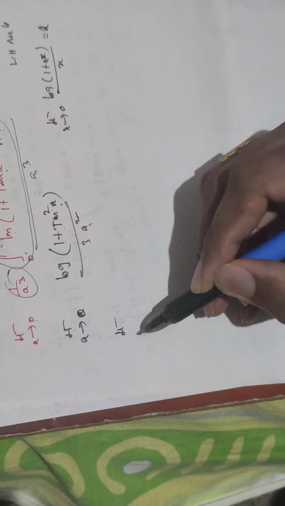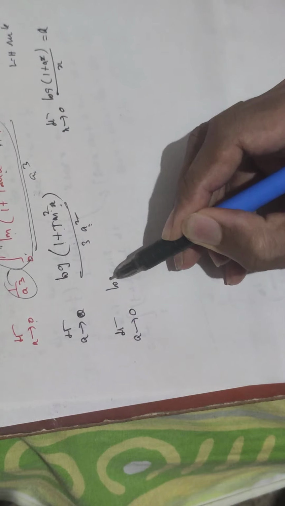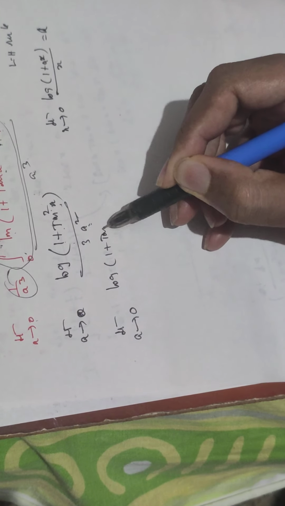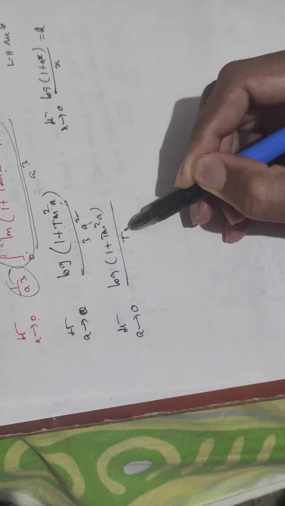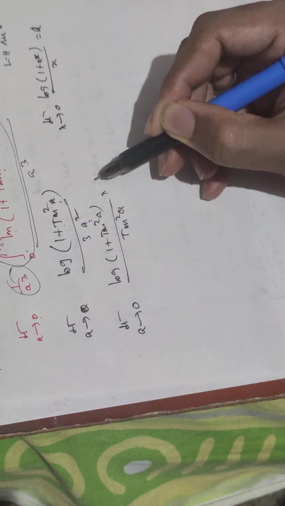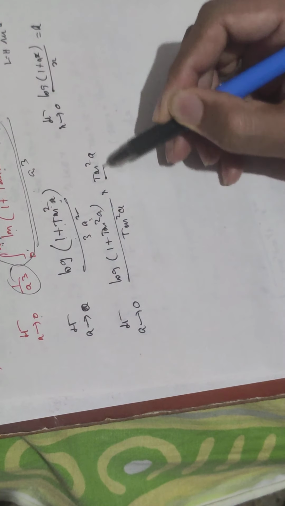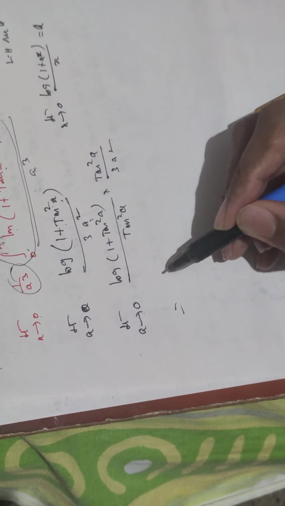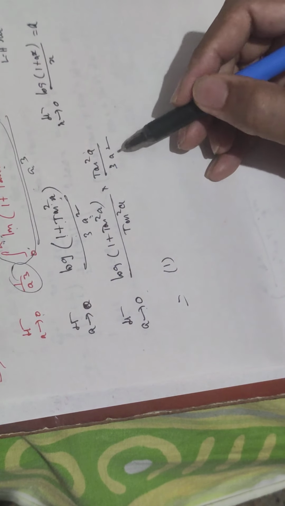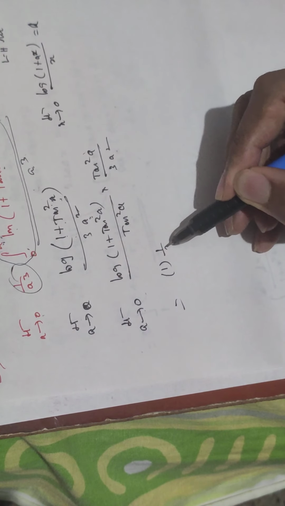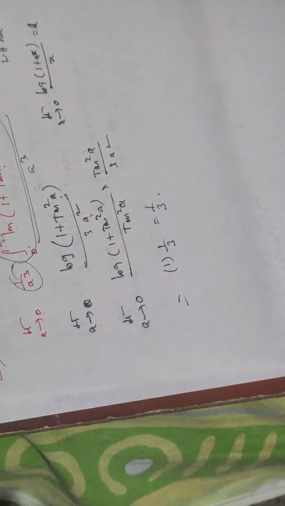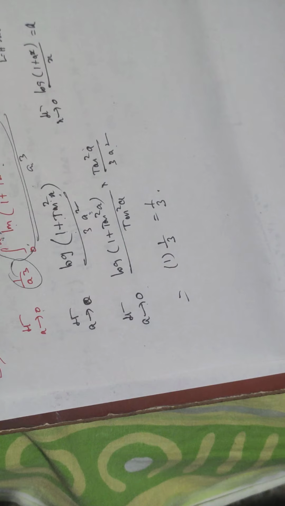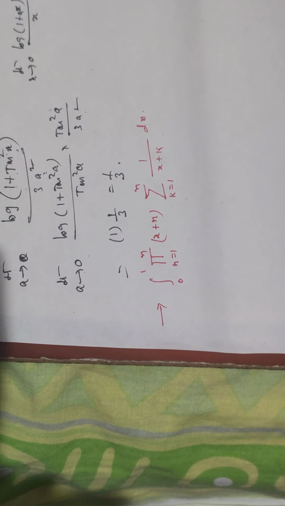So that it will be tending to 0, log of 1 plus tan square a by tan square a, into tan square a by 3a square. So the limit of this value is 1. The limit of tan square a by a square is 1. So 1 by 3. So the answer will be 1 by 3. Next one.